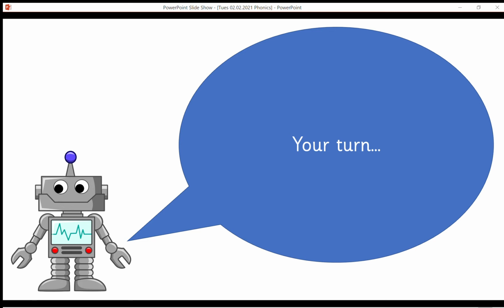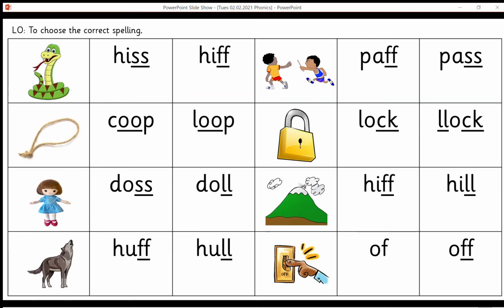Now we're going to blend the sounds together, so you need to be using your Rex robot arms and you need to be listening to me and going along with me at the same time. Okay, are you ready? So we've just done this one, haven't we? So which one do you think it is? Do you think it's h-i-s, hiss, or do you think it's h-i-f, hiff? Which one do you think it is? Let's see. Good job. That's right. It's hiss, isn't it?